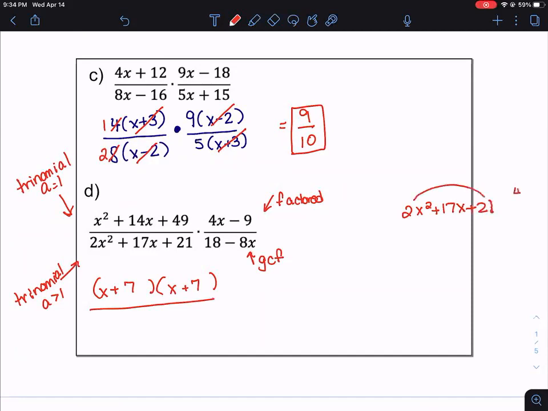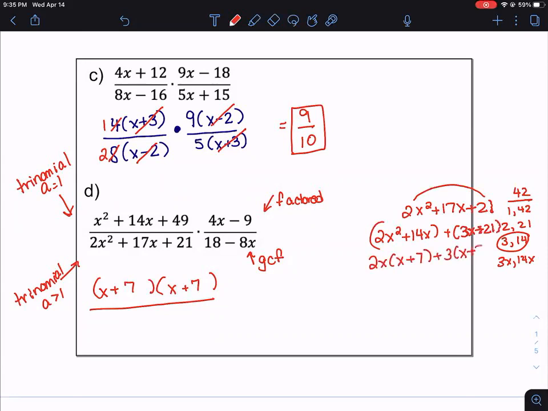2 times 21 is 42. So we're looking for a pair of factors that multiplies to 42, but adds to 17. That would be 3 and 14. So we will expand our middle term with 3x and 14x. I think the 14x drives nicely with the 2 and the 3x with the 21. I'm going to be left with 2x times x plus 7 and 3 times x plus 7. So I get x plus 7 times 2x plus 3.